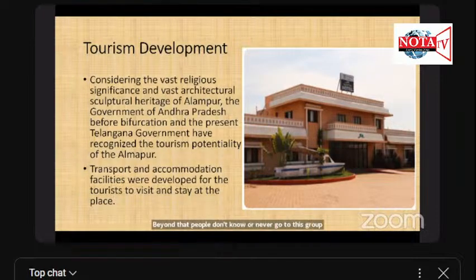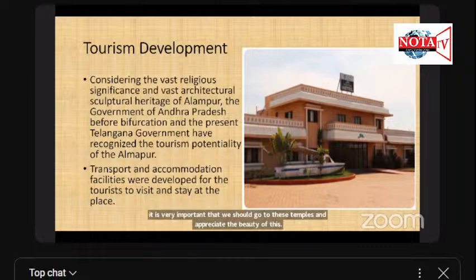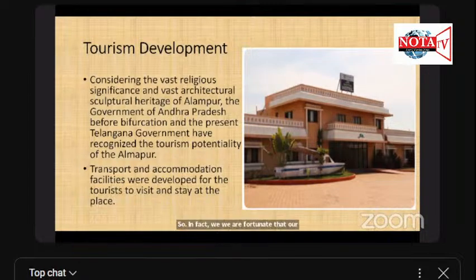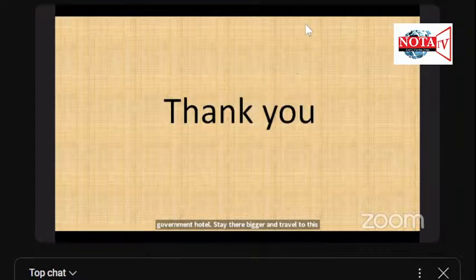And Sangameshwara temple, yes, they go. But Papanasi temples also, hardly anyone goes there. So it is very important that we go to these temples and appreciate their beauty. In fact, we are fortunate that our sculptors of the ancient period have given us such great wealth, such great beauty, and we should appreciate all these things. So one can utilize the government Harita Hotel, stay there, and travel to this place and enjoy the beauty of Alampur. So thank you all.